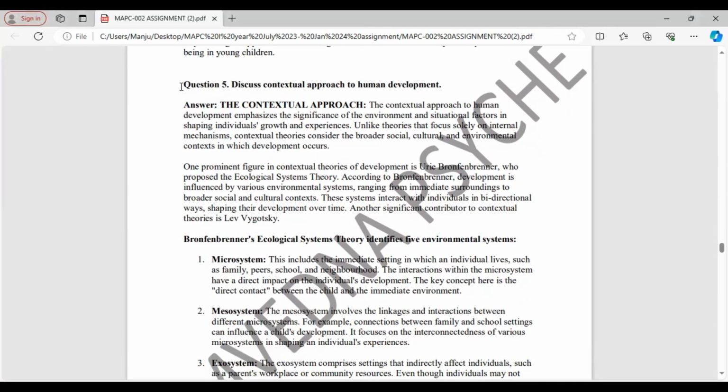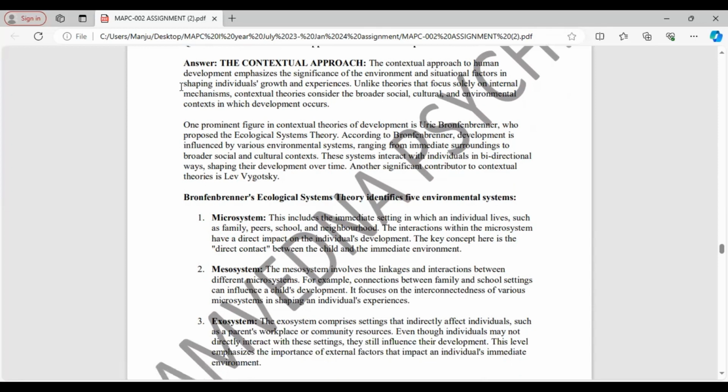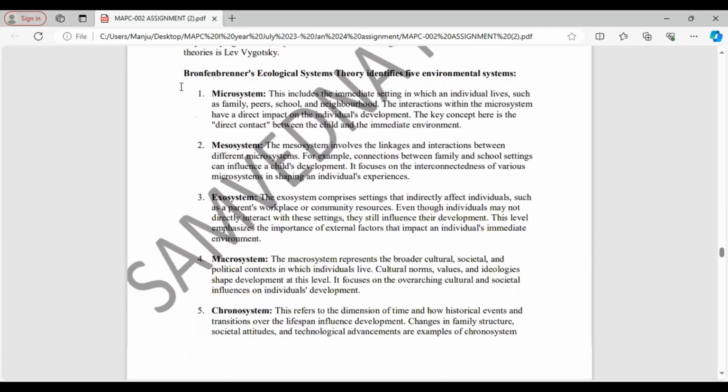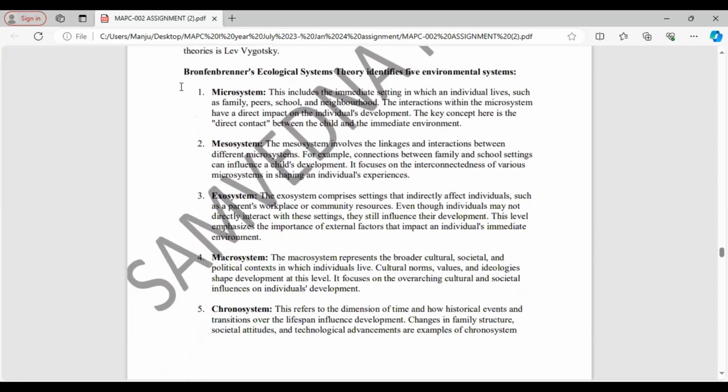Question 5. Discuss contextual approach to human development. Contextual approach to human development emphasizes the significance of the environment and situational factors in shaping individuals' growth and experiences. One prominent figure in contextual theories of development is Urie Bronfenbrenner, who proposed the ecological systems theory. So, according to this theory, there are 5 environmental systems. First, the microsystem, which includes the immediate setting in which the individual lives, such as family, peers, school, and neighborhood. Then mesosystem, which involves the linkage, association, and interaction between different microsystems.